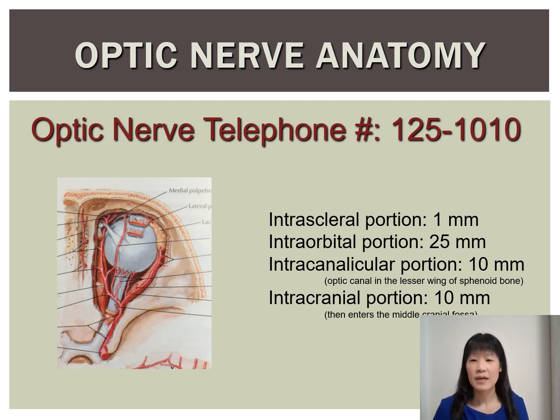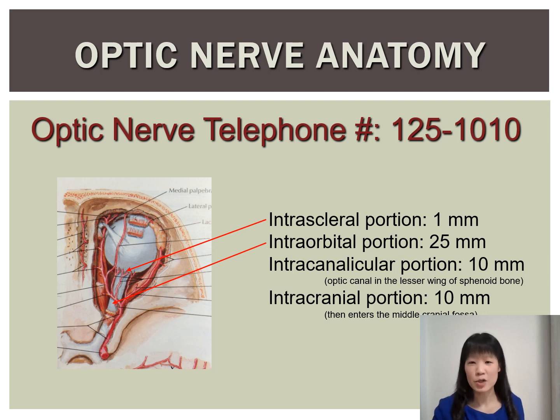These digits in the telephone number denote the length of the optic nerve in different parts of the head. So the intrascleral portion is the 1 millimeter portion in the sclera of the wall of the eye. Then the next portion of the optic nerve is the intraorbital portion, which is the redundant portion of the optic nerve, meaning it has some give, like an extension cord. It's nice if it's a little longer than you need it to be, but it's 25 millimeters, so it's longer than it needs to be, because obviously this protects us from having certain problems with certain diseases.